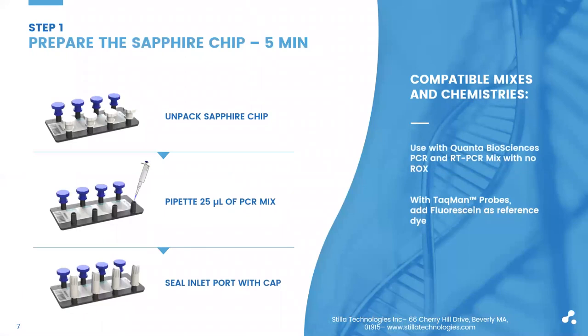To load the chips with PCR mix, you simply have to open the inlet port, pipette 25 microliters of mix on top of the oil already inside, and seal the inlet port with a cap. In terms of compatible chemistries, you can run digital PCR experiments starting from DNA or one-step RT digital PCR experiments starting from RNA. And the system is compatible with TaqMan probes for fluorescence detection.